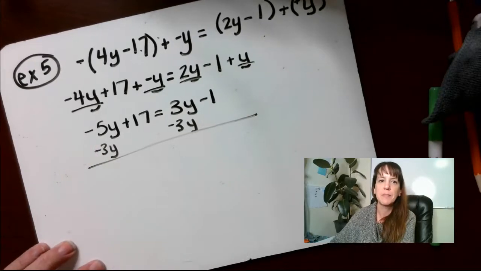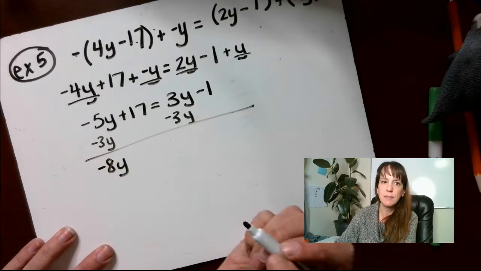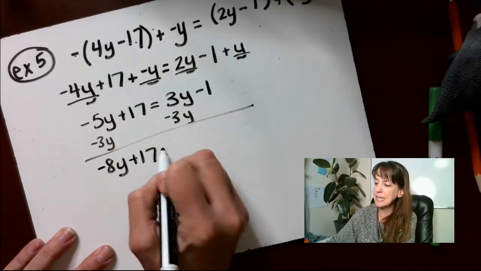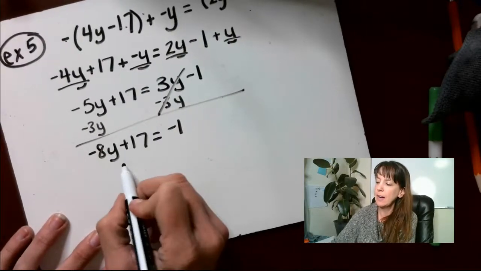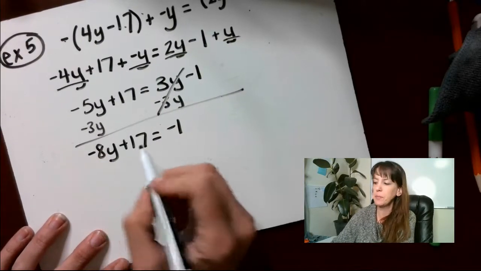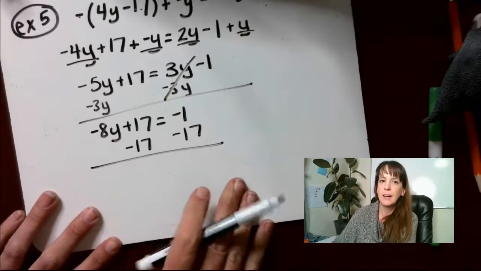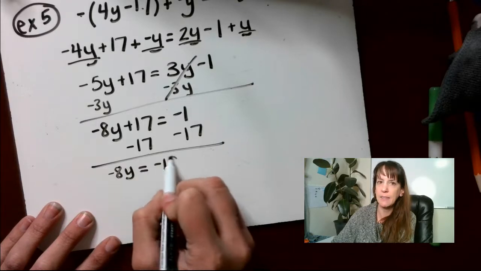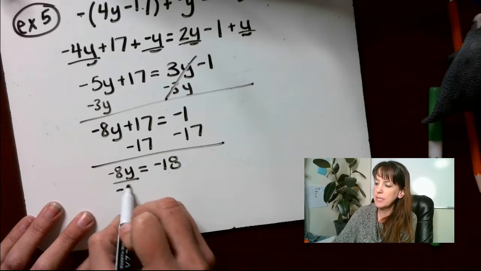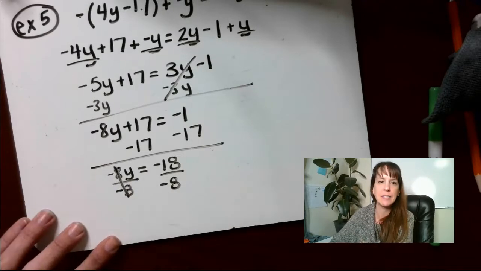Minus 3y. Good. So 5, that's going to give me negative 8y plus 17 equals, these guys cancel out, bring down that negative 1. Now, again, I want to get this chunk with the variable by itself, so I'm going to minus 17 from both sides. I end up now with negative 8y equals negative 18. Divide both sides by negative 8 to get that by itself.